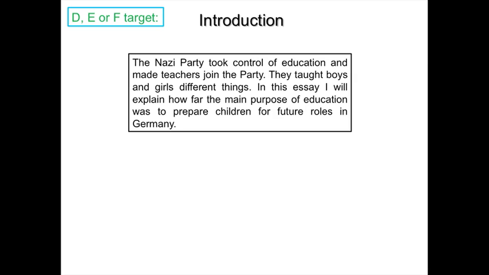Okay, we're going to go through the D, E or F target grade for the 16-mark question. Again, we've got the introduction, 3 paragraphs and conclusion, so the structure doesn't change. What we're looking for in the D, E or F target answer is point and evidence, showing that you know about education in Nazi Germany. So the introduction here. The Nazi Party took control of education and made teachers join the party. They taught boys and girls different things. In this essay, I will explain how far the main purpose of education was to prepare children for future roles in Germany.